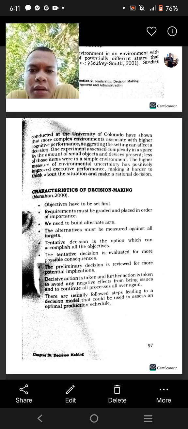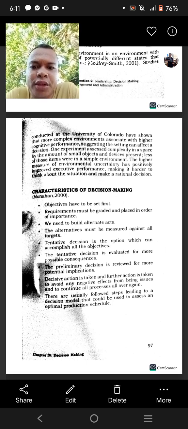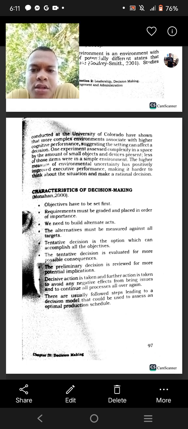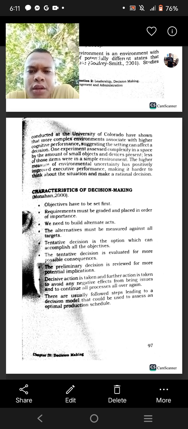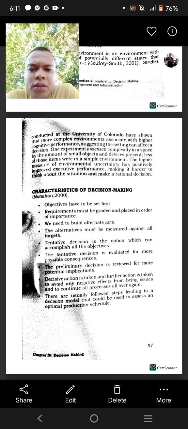Decisive, the preliminary decision is reviewed for more potential implications. Decisive action is taken and further action is taken to avoid any negative effects from being issues and to continue all processes all over again. These are usually followed steps leading to a decision model that could be used to assess an optimal production schedule. That's all.